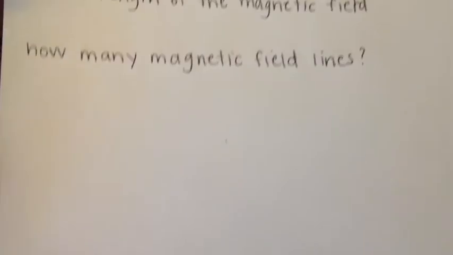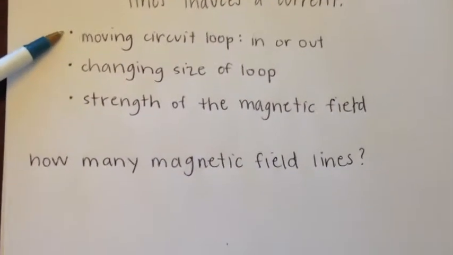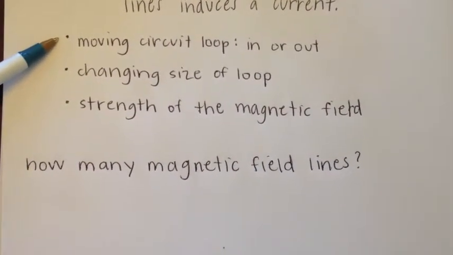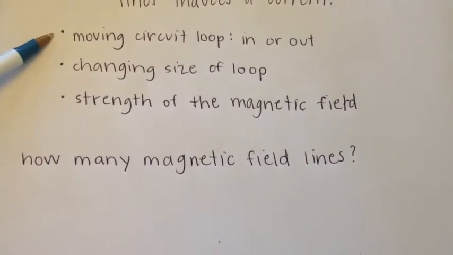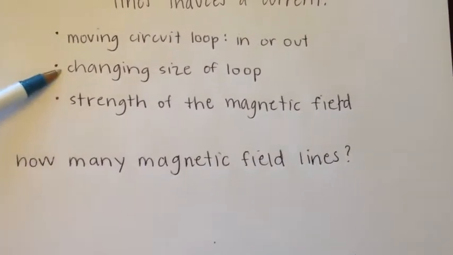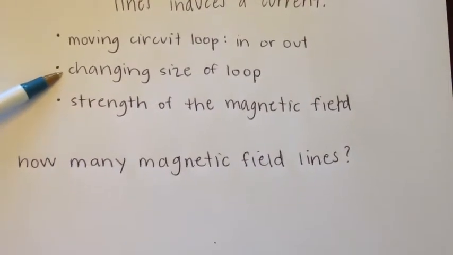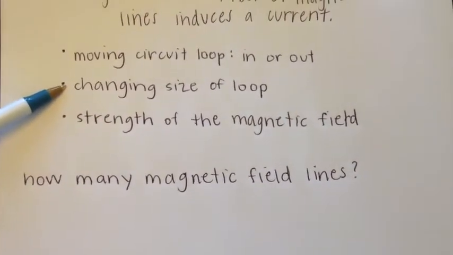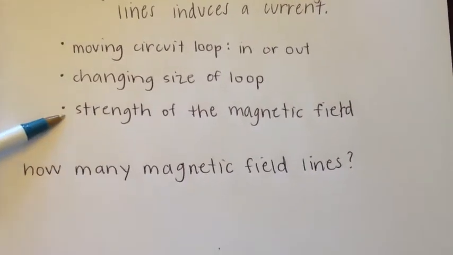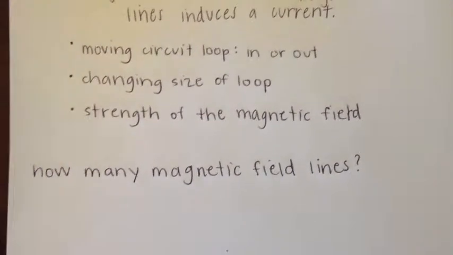For example, moving a loop into a magnetic field causes some lines to move into the loop. Changing the size of the loop or rotating the loop changes the number of field lines passing through the loop, as does changing the magnetic field strength or direction.